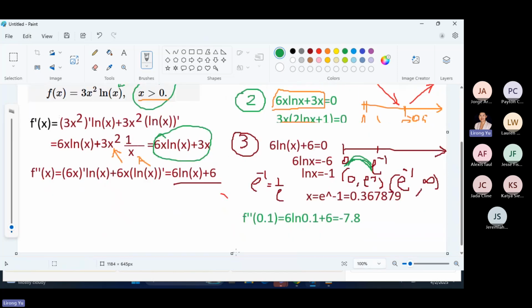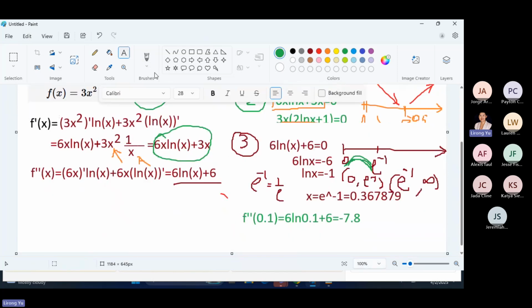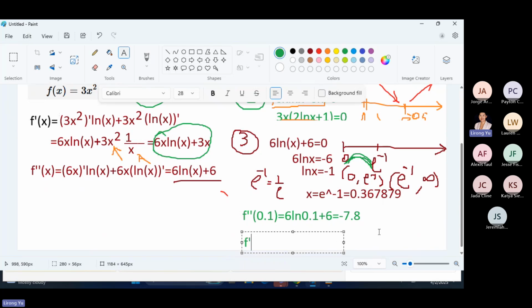From e to the -1 to infinity, we calculate a number higher than e to the -1. It's pretty easy, just calculate the number 1. We'll calculate 6 natural log of 1 plus 6. Now, natural log of 1 all the time equals 0. So this is 6 times 0 plus 6.